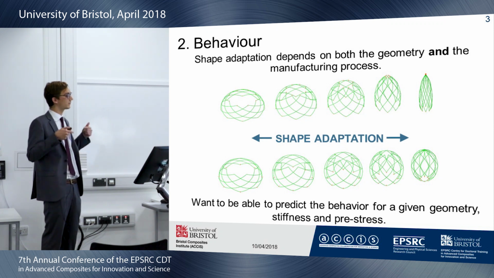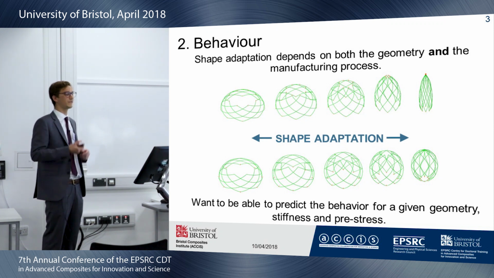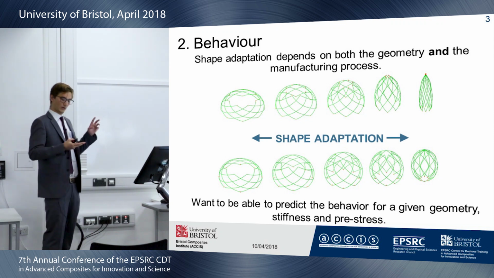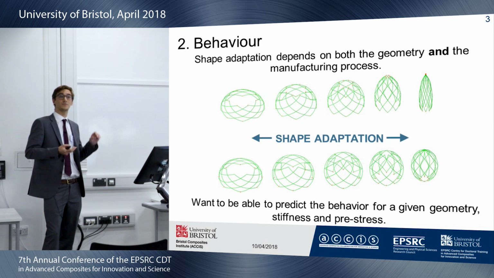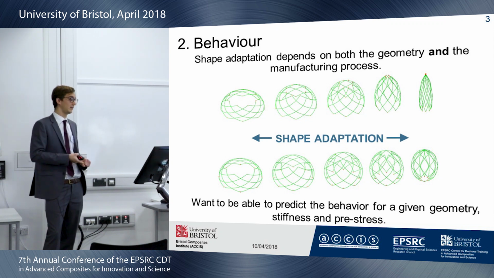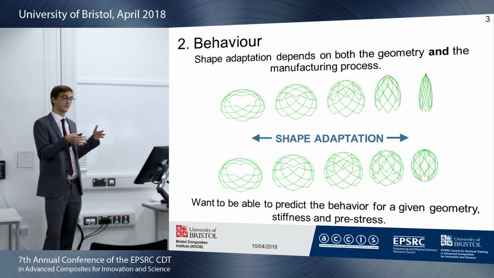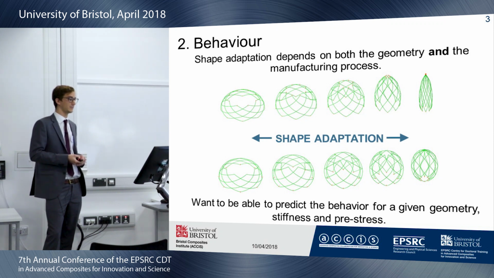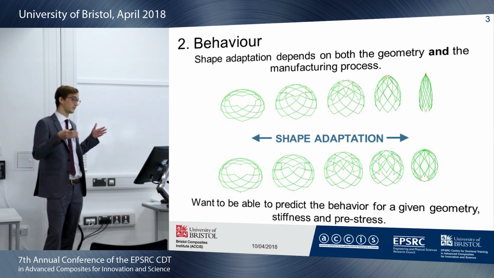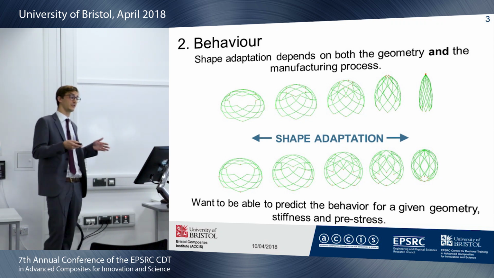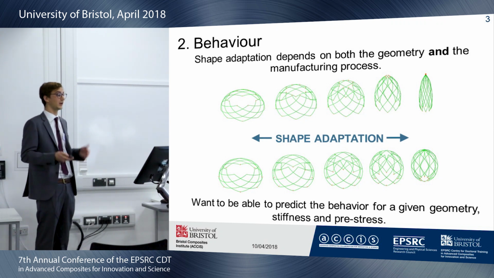So we really want to be able to ask ourselves the question, for a given geometry, whether that be a sphere, a cylinder, and a given stiffness, so that's the material structure, the cross-section, and a given pre-stress, how will this shape adapt to change? We wanted to make sure that the models that we developed were able to capture the geometry of these structures, and it was very, very easy to change them. So we developed a model that was able to predict this pre-stress in quite a nice way, looking predominantly at the geometry of these shapes, so it was easy to change.